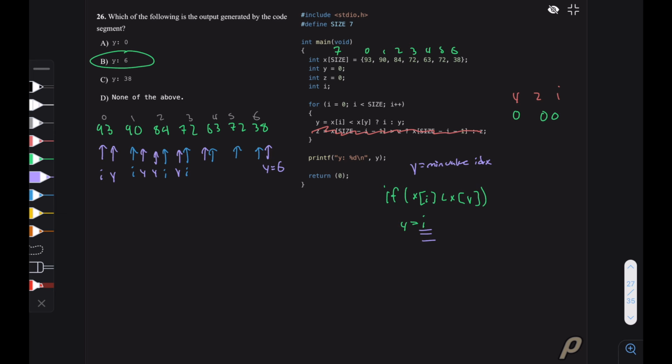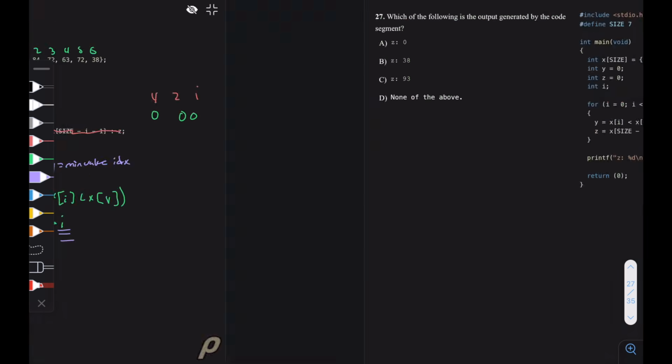And so if you figure that out right away, you could easily just look, oh, where's the minimum value? It's at index 6, so that means we're going to return a 6. So that's how you do this problem.